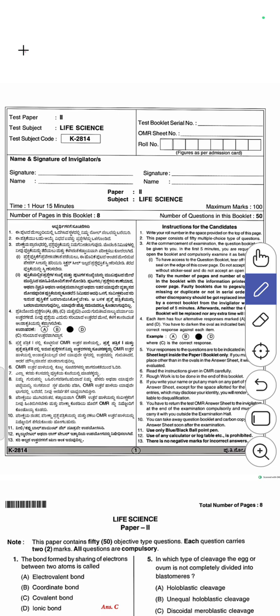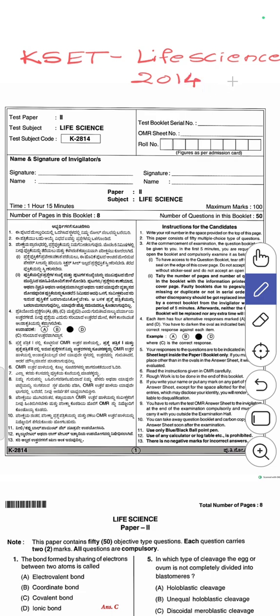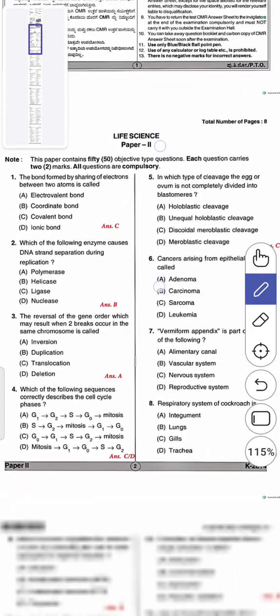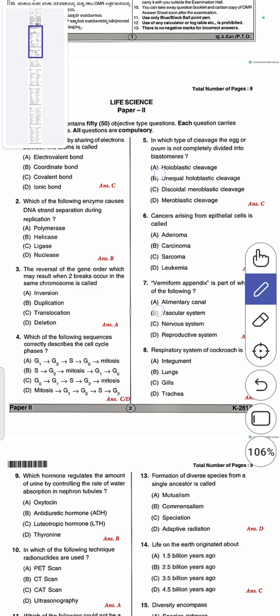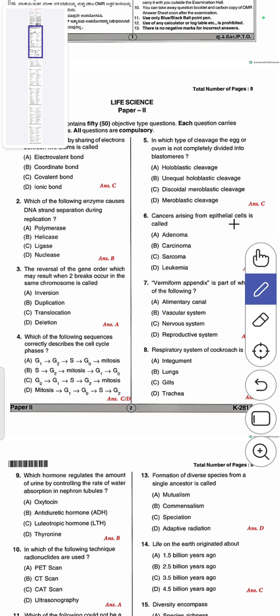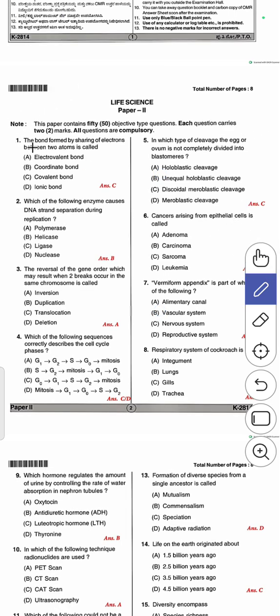In this video, I will be discussing the Karnataka State Eligibility Test for Assistant Professor. In this video, I am discussing the Life Science 2014 question paper. So let's discuss one by one. I have already mentioned the answers in the same question paper. Let me read out the first question.